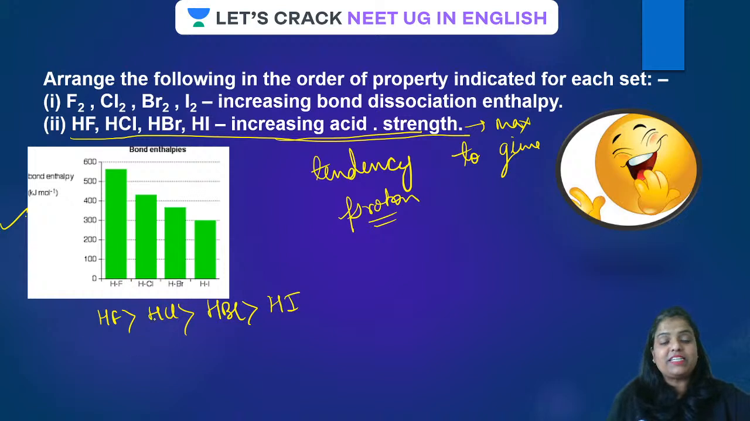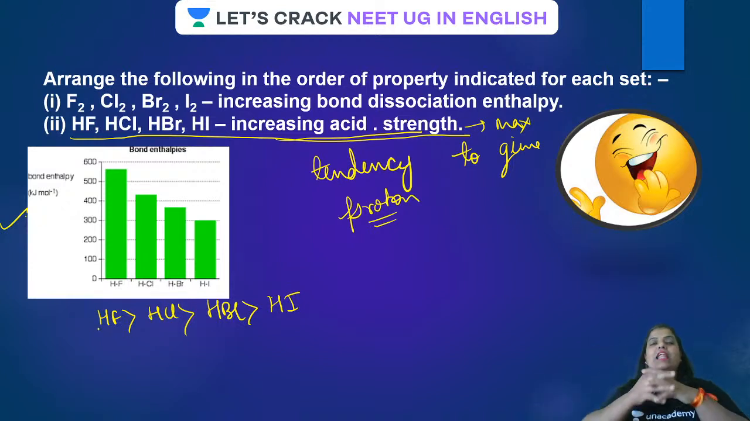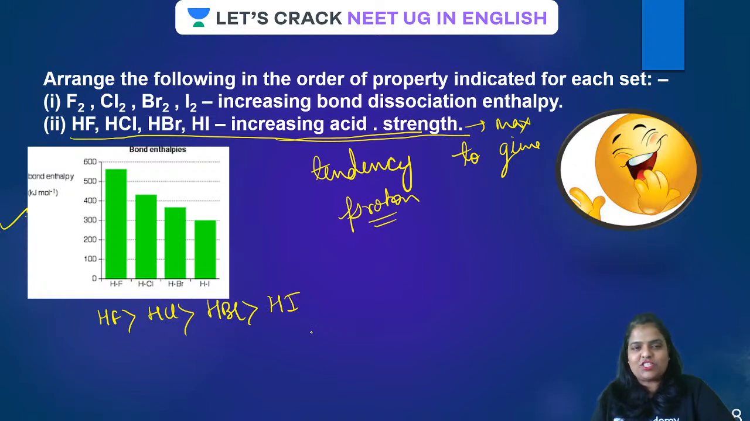Why is it happening? Hydrogen, the size is fixed. But in case of fluorine, it is smallest. The orbital is smallest in comparison to other halogens. So with small size orbitals, the extent of overlapping will be most, and the HF bond is strongest. Whereas the orbital of Cl is much bigger than fluorine. Therefore, the extent of overlapping between hydrogen and chlorine orbital is less, which is further less in case of HBr and really lesser in case of HI. And therefore the bond dissociation energy decreases this way.